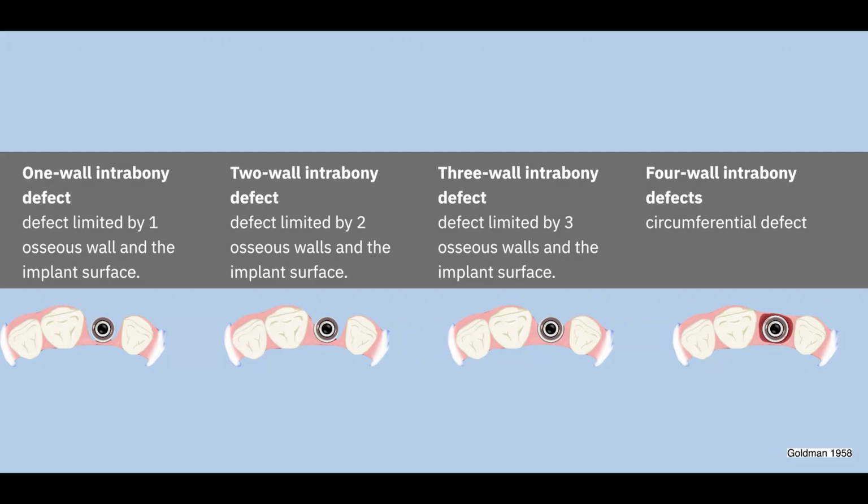The classification is simple. It's regarding how many bony walls are left. If we have 4 walls left, which was the intra-alveolar defect in the previous classification, that will be called a 4-wall intrabony defect. If we have 3 walls left, that will be a 3-wall intrabony defect. 2 walls left, a 2-wall intrabony defect, and 1 left, that's a 1-wall intrabony defect.